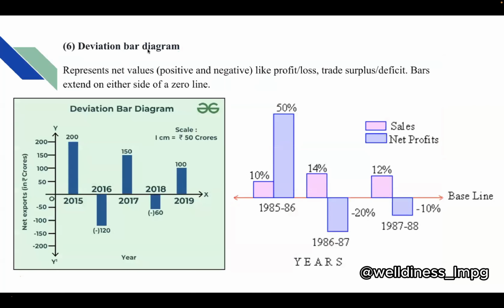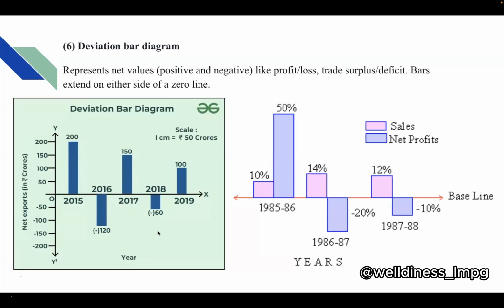Now, the next one is what? Deviation bar diagram, which represents net values, positive and negative, like profit, loss, trade surplus and deficit, and bars extend on either side of a zero line. So let's look at this example. This refers to net exports, and the X represents the year. If you look at this very well, you realize that in 2015, they exported 200, while in 2016, they imported about 120, and so on and so forth.